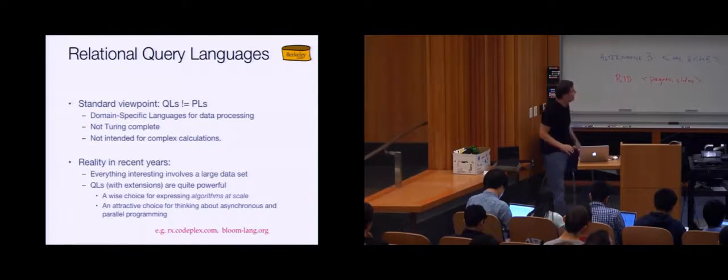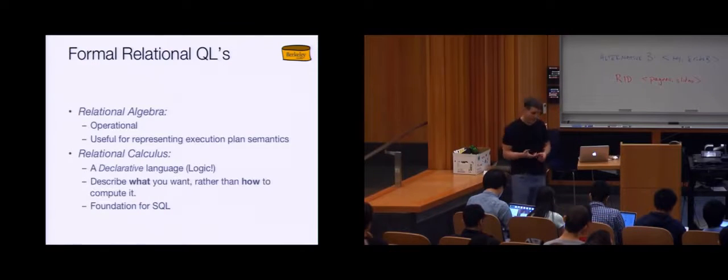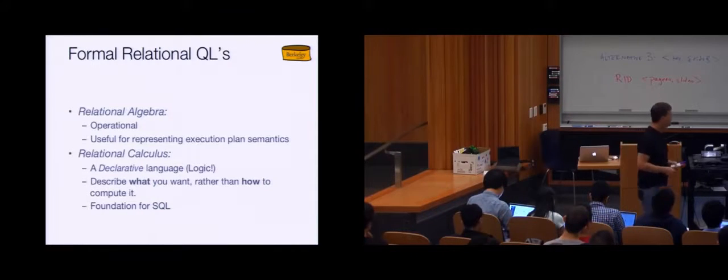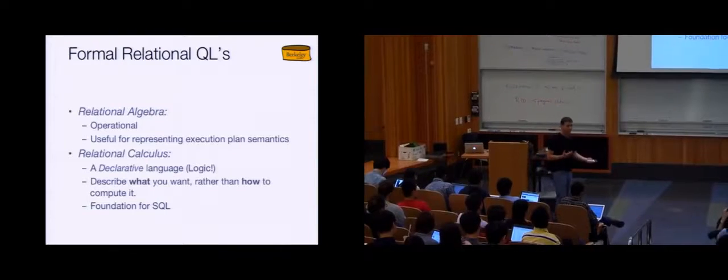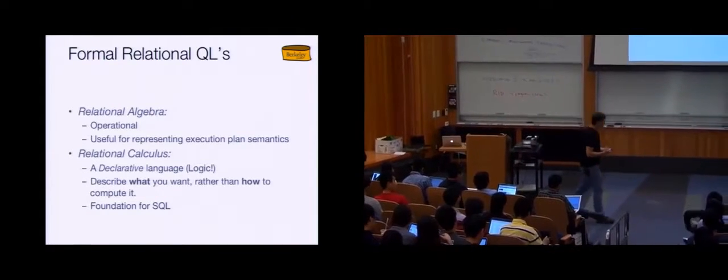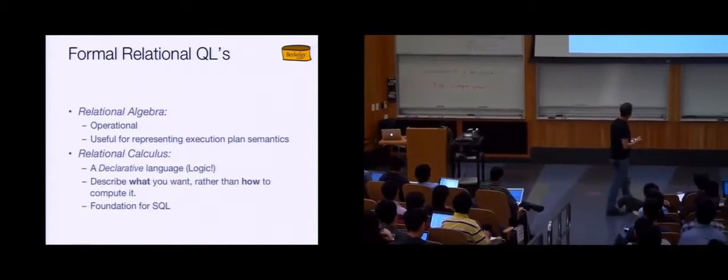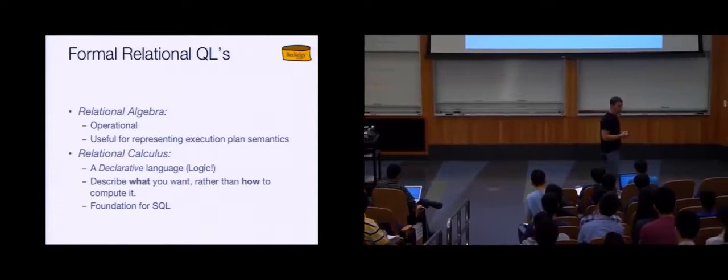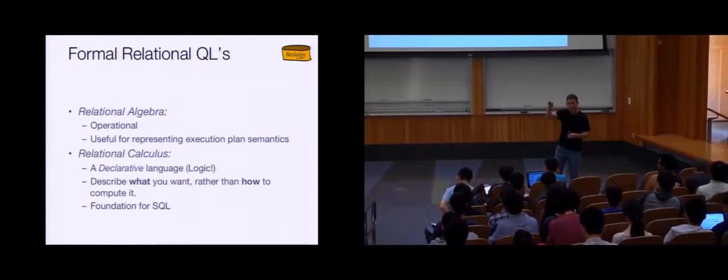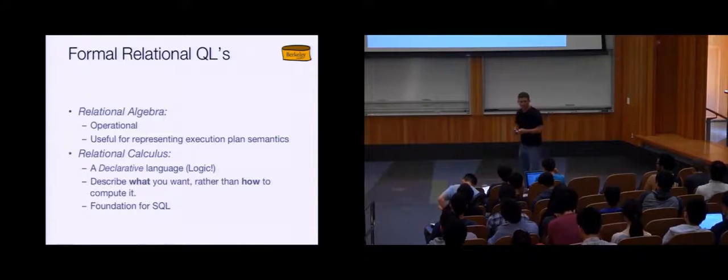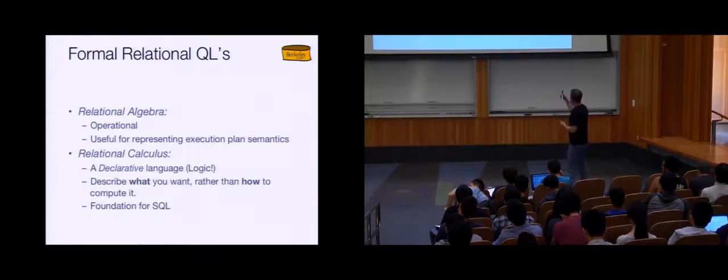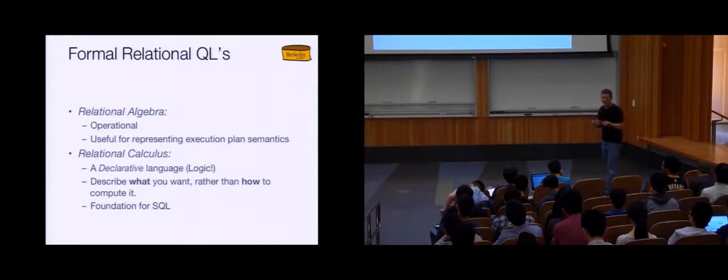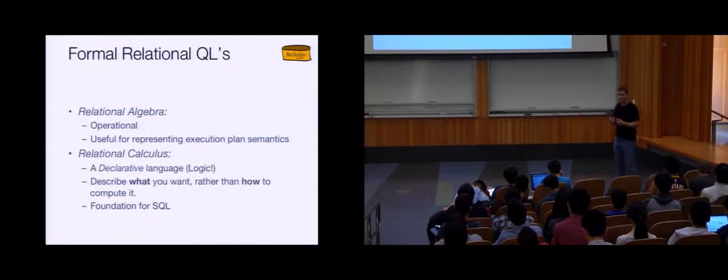All right. There's two classical languages that Ted Codd invented in the late 60s, early 70s. One is the relational algebra, and the other is the relational calculus. And they're different in a way. So the relational algebra is kind of an operational language. It tells you how to do a sequence of events, very much like iterators and data flow that we've seen. All right, so it's useful for representing kind of execution plans, but representing their semantics, not their detailed implementations.